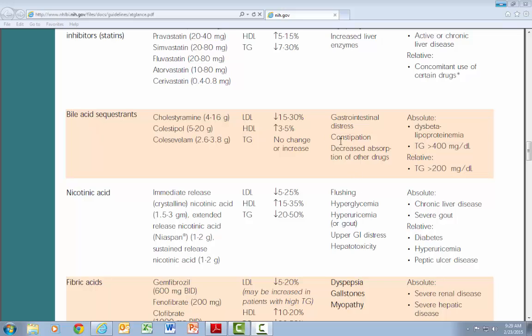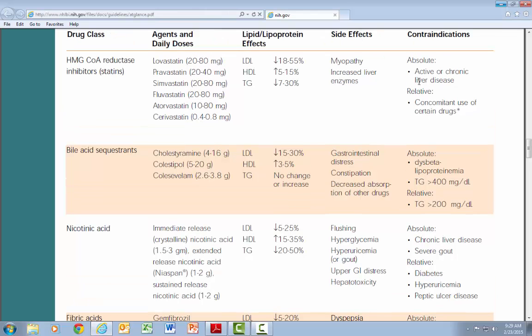Now, when the patient has active or chronic liver disease, anytime there are liver enzymes elevated, you cannot start a statin, you cannot start second-line nicotinic acid or fibric acid. What you would do is either put the patient on lifestyle modifications, or you could start bile acid sequestrants or resins.